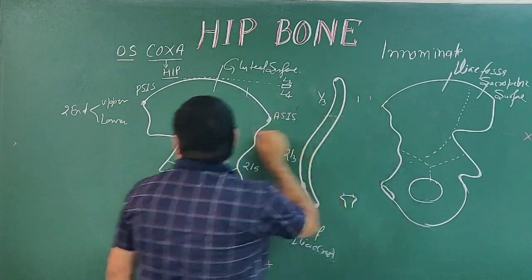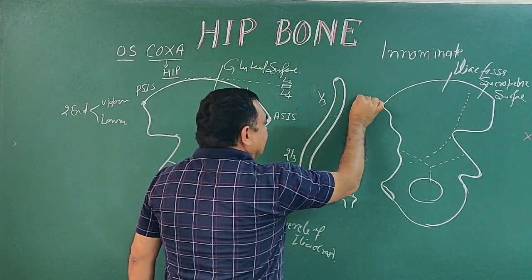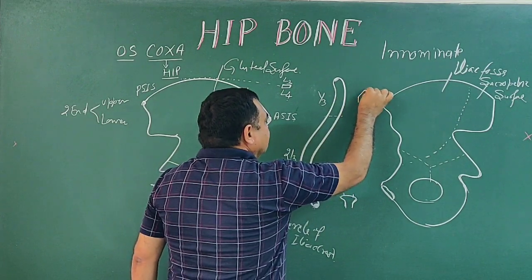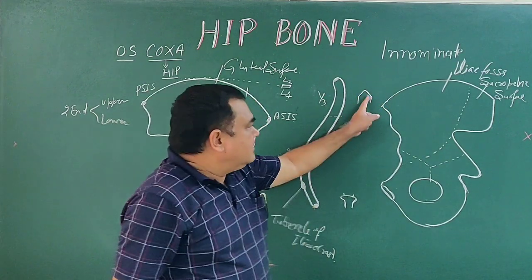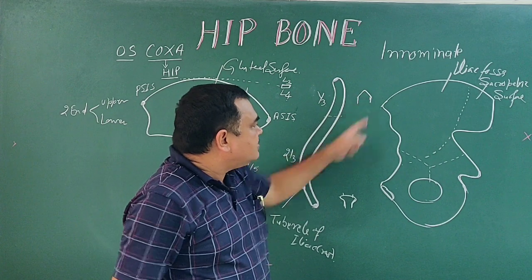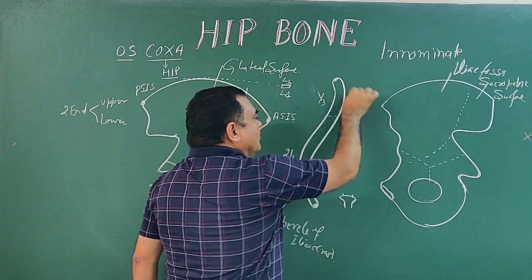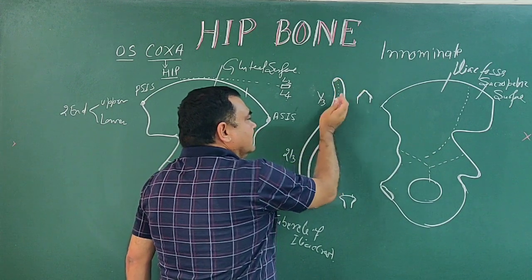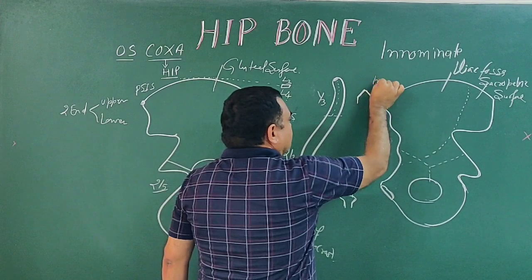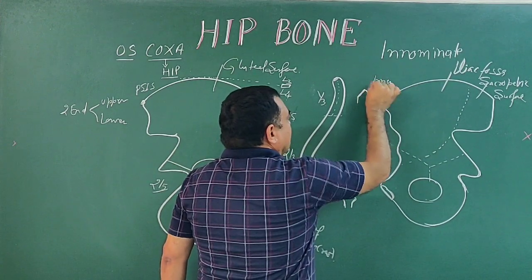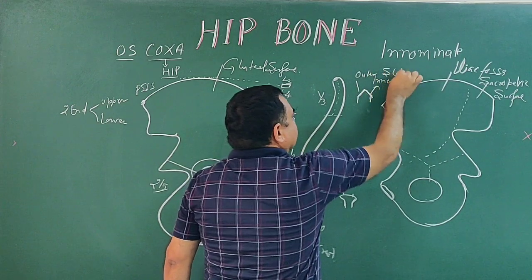If you cut a section at this level, in the posterior 1/3 part, you will find it is like this. Here a slope is present. So this is the inner slope and this is the outer slope.